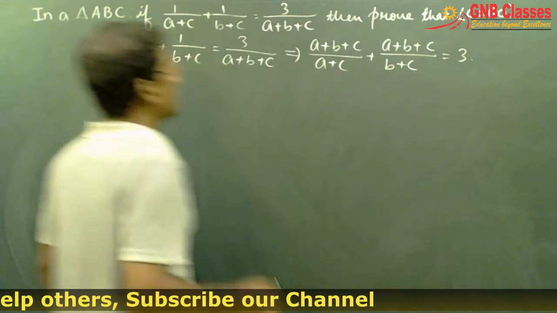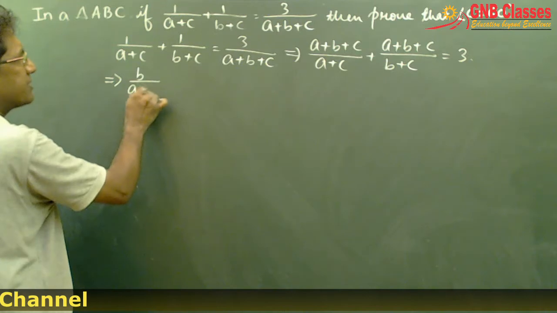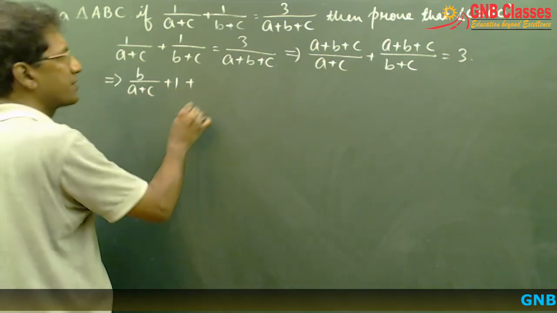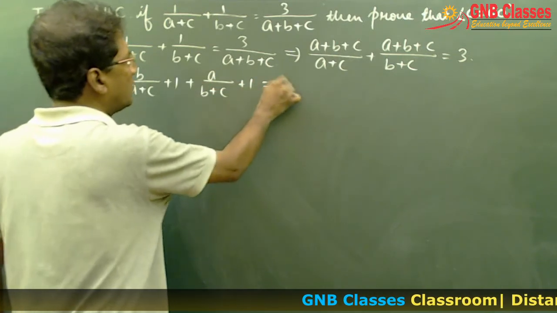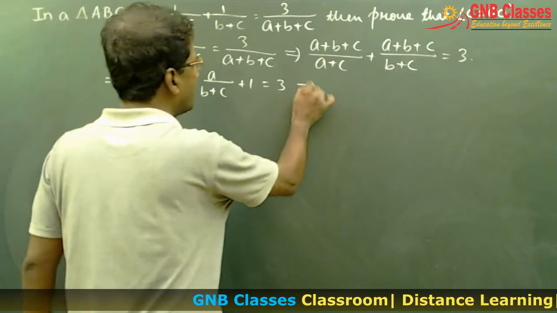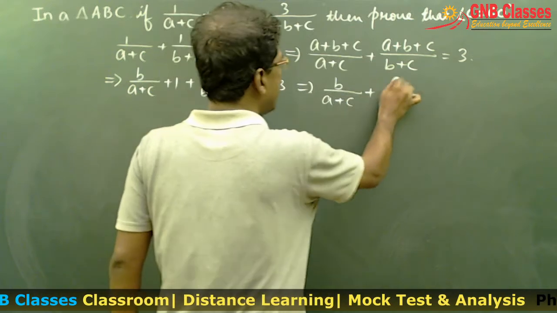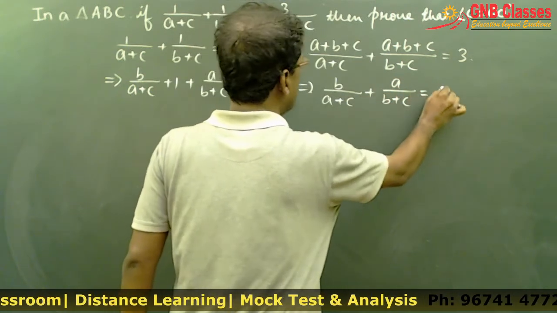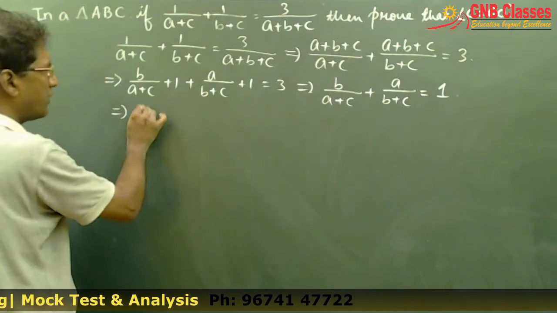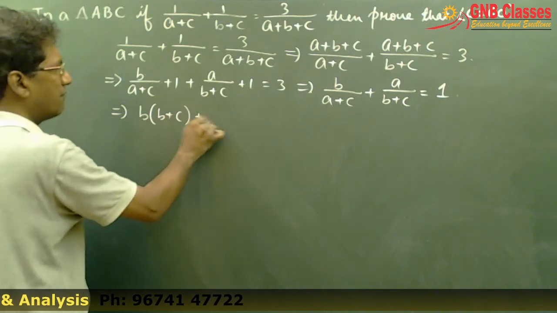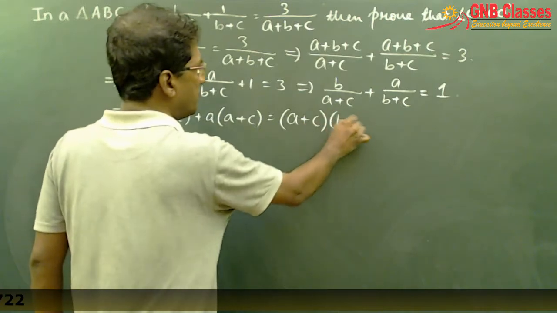Is it clear? So from here we are getting B by (A plus C) plus 1 plus A by (B plus C) plus 1 equals 3. So we are left with B by (A plus C) plus A by (B plus C) is equal to 1. So let me just go for the LCM. We are going to get B times (B plus C) plus A times (A plus C) will be equal to (A plus C) into (B plus C).